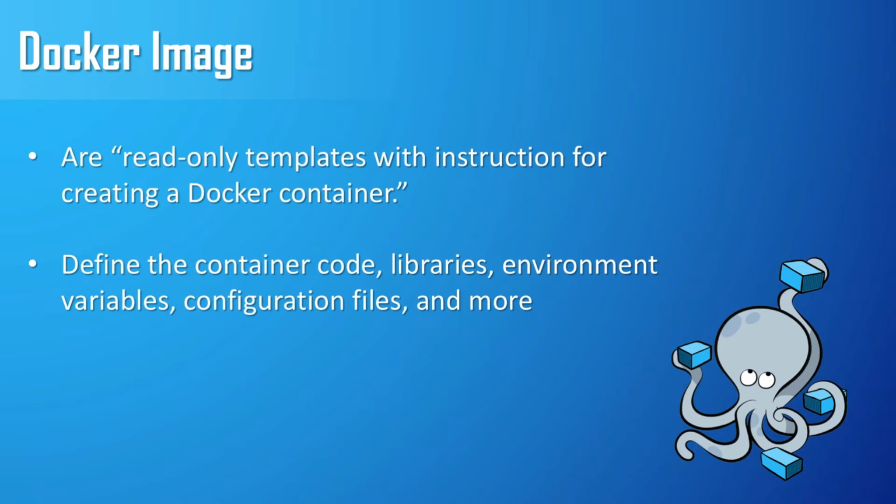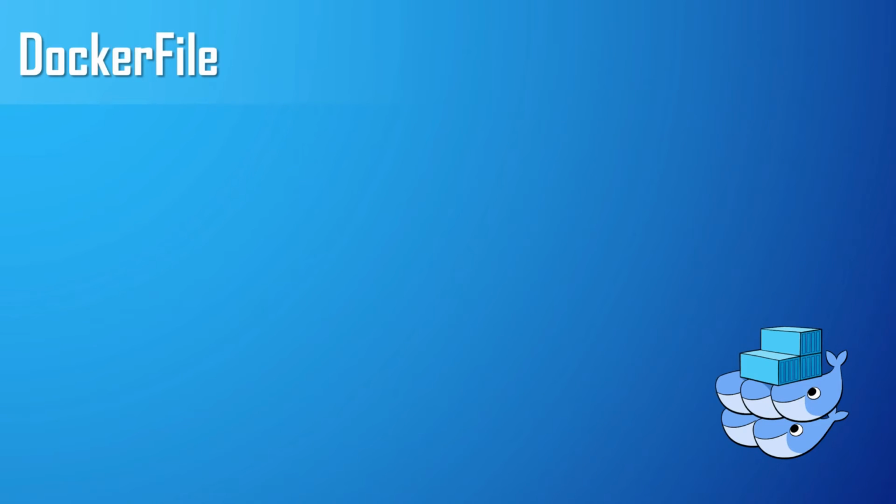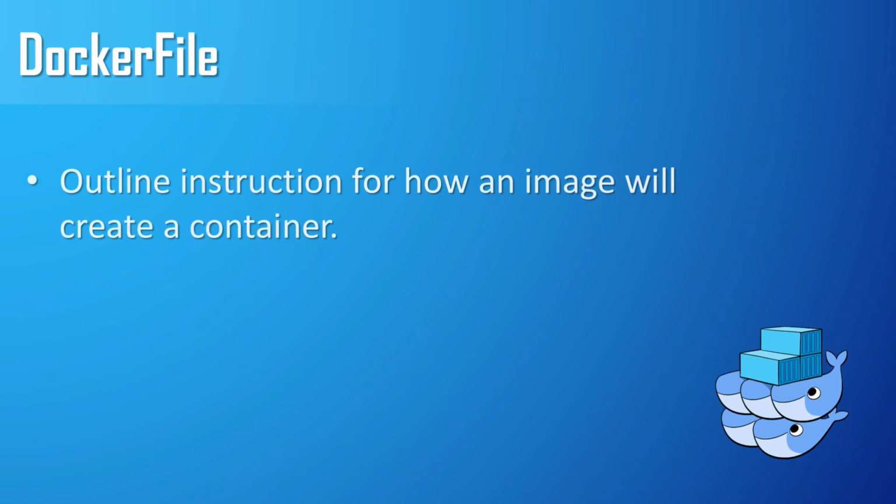For example, these images can tell Docker to create a container that runs Ubuntu, one of the most popular Linux operating system distributions. Or we can have an image that tells Docker to run Nginx, a notable web server. Later on, we'll learn how to create images in this customized way with a special kind of file called the Dockerfile. In the Dockerfile, we outline the instructions for how the image will create the container.